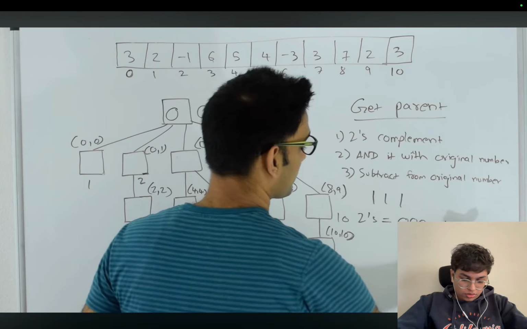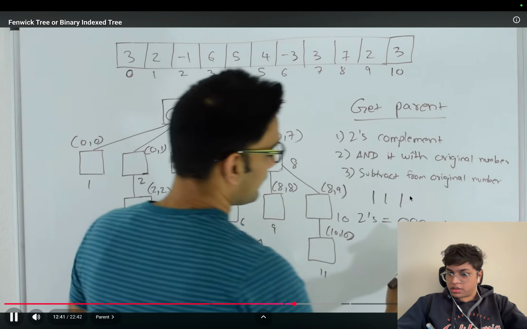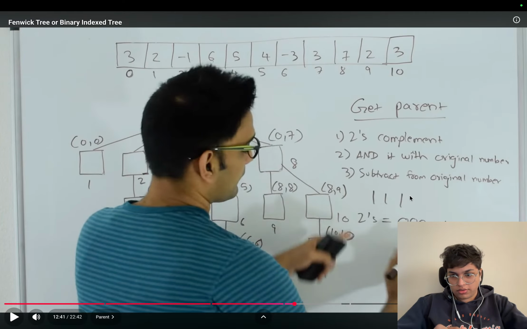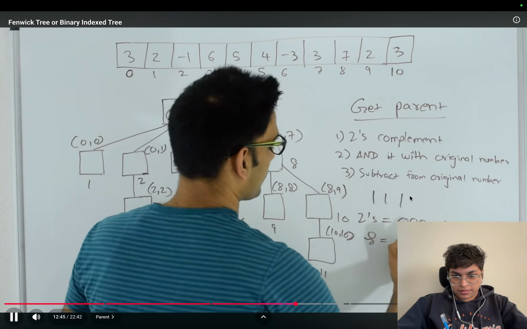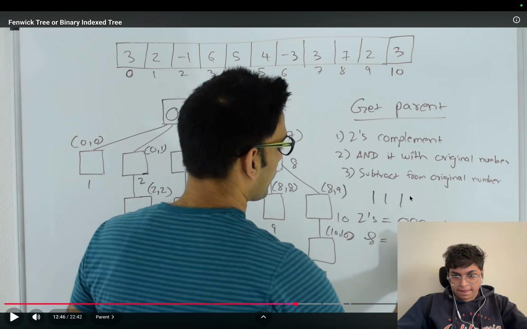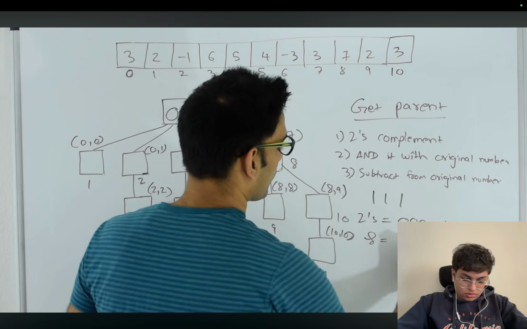So I have 2's complement for this here. So that's 0, 0, 1. Number 7, which is 1, 1, 1. Perfect. I have it. I have the same number here. Then AND this 0, 0, 1 with this 1, 1, 1. And with the original number. And with 7, 1, 1, 1.